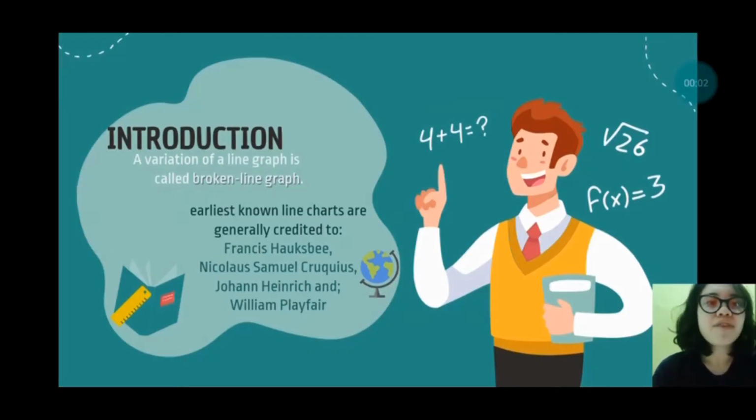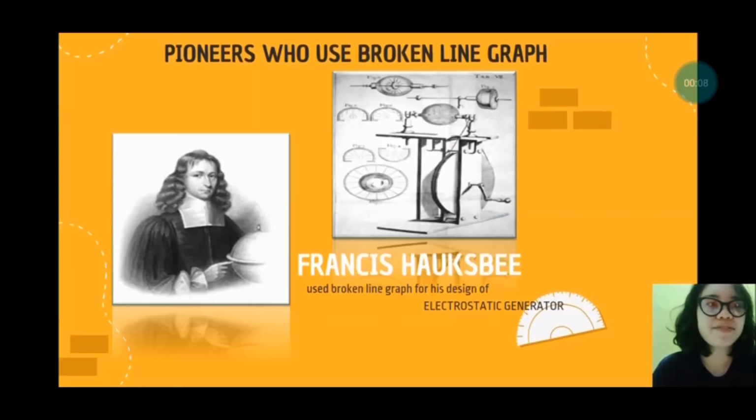Introduction. A variation of a line graph is called broken line graph. But let me first present the earliest known pioneers who used broken line graph. First, Francis Oxby. In the early 1700s, an Englishman named Francis Oxby used broken line graph for his design of an electrostatic generator, a feat stemming from his studies of mercury.